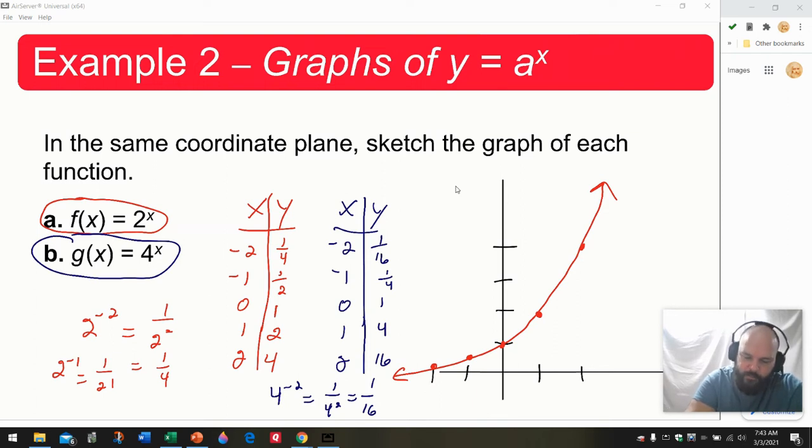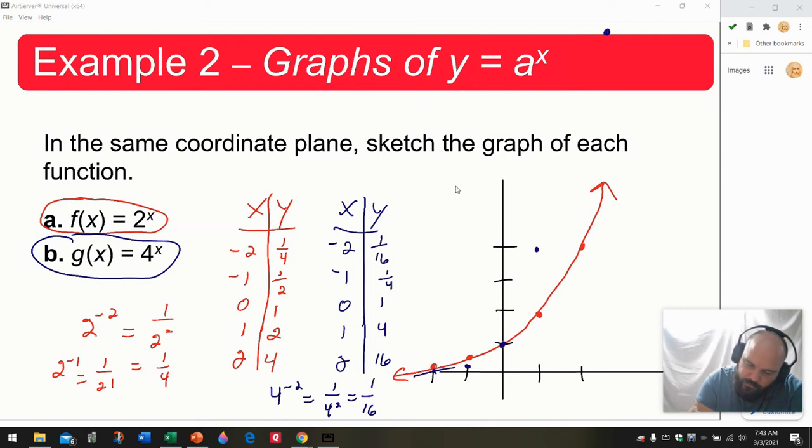Now I'm going to graph 4 to the x. And so when we start back here, this number is going to be much smaller. It's only -2, 1/16. And then we have -1, 1/4, which is still much smaller. But then we get to 0, 1, and it ends up crossing the same exact point on the red graph. Then we go to 1, 4, which is up here, and then 2, 16, which is going to be way up here.